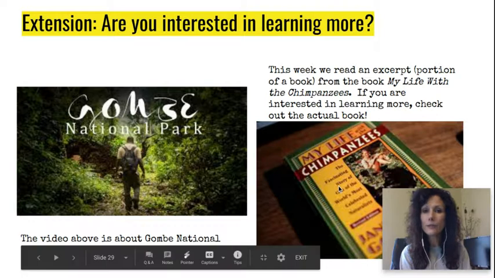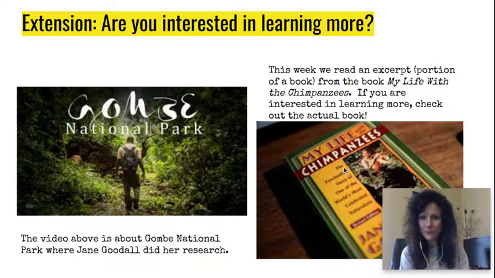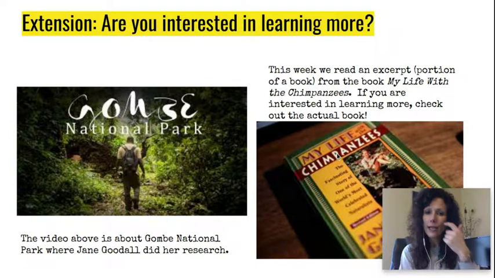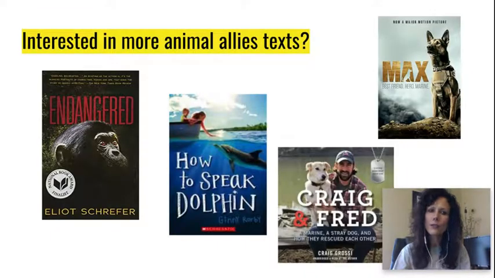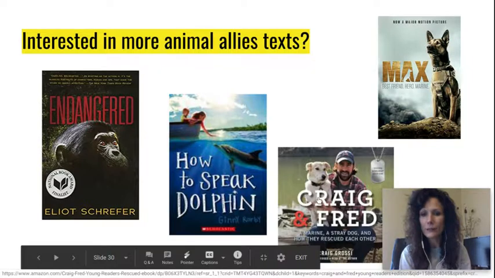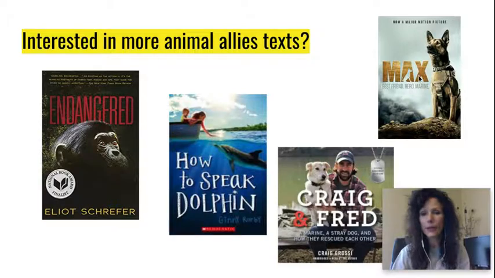And then the excerpt that we've been reading is from the actual book, right? Excuse me. So perhaps you check out her book. Maybe it's even available on one of those free e-reading sites. I'm not sure. And if you are interested in other books, I love Endangered. Endangered is a great book. How to Speak Dolphin. This one I found Craig and Fred. Looks pretty good, but I would just suggest doing the Young Readers Edition. And then Max, I know, is a really good book, an Animal Allies book.